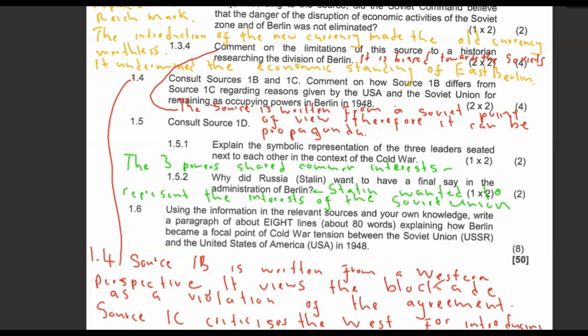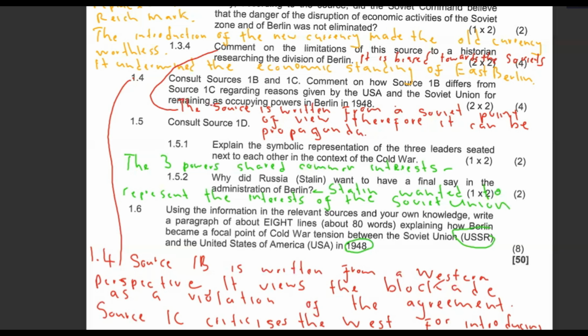When you look at 1.6, it says using the information in the relevant sources and your own knowledge, write a paragraph of 8 lines, about 80 words, explaining how Berlin became a focal point of Cold War tension between the Soviet Union, USSR, and the West in 1948. If you look at the Soviet Union and the West, you can see that the way their interests are stated in the sources, they are actually different.